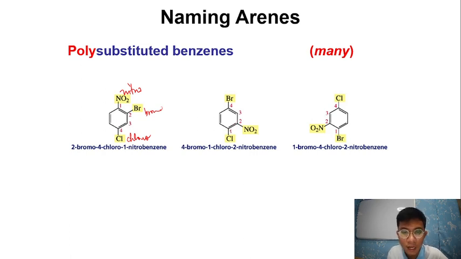Same rule here. Yung Cl and NO2, dahil sila ay magkatabi, then you give each of them number 1 and number 2. Then you consider the numbering of the third substituent. It's either you go clockwise or counterclockwise.